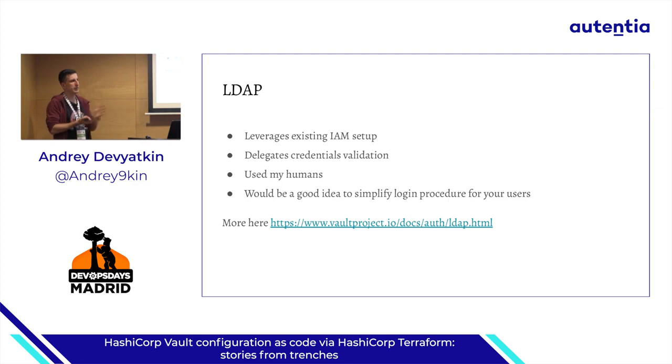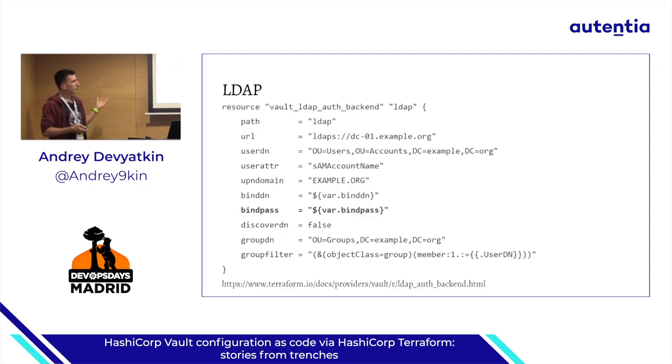And using LDAP is nice because it leverages the existing IAM system where you already have data about everyone. So you don't need to really store anything in Vault for that matter. And you would configure it this way. So we're defining a resource in Terraform, which is Vault LDAP auth backend. And you say that your server is here. This is how you find users, blah, blah, blah. That's an account to access it. That's a password. You pass it as a variable, and so on. So it's a typical LDAP configuration. You're probably familiar with that.